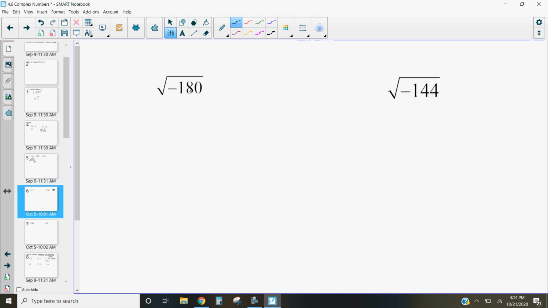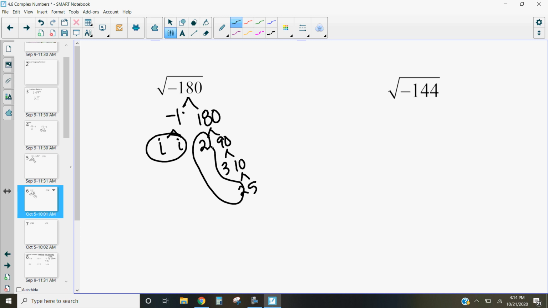Now I want to give you a chance to try this on your own. Again, we're going to factor out -1, 180. Then we'll break down that 180. So we've got 2 and 90, 3 and 10, 2 and 5, and we can see -1 breaks down into, not negative, but into an i and an i. So all of a sudden we get i's, our 2's. So this becomes 2i times the square root of 15.